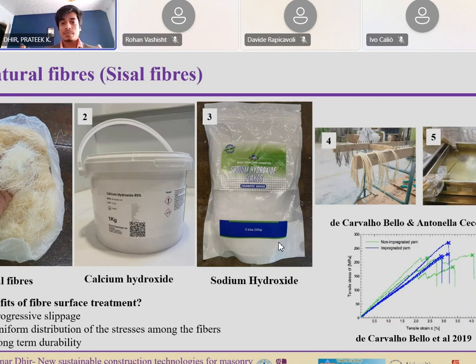Because as a structural engineer, we expect the structure to get damaged. We expect a controlled damage, not an uncontrolled damage. So if you see these blue lines, they are the treated fibers, and you can see they are quite linear. But the untreated ones, the green ones, are not so regular. So this is the enhancement we get when we do the treatment.